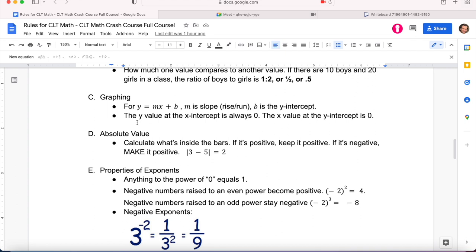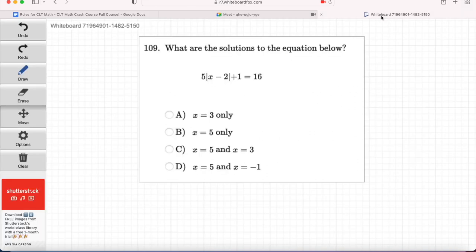And then I've got an example there. You see that there, right? The absolute value of 3 minus 5 is 2, okay? What's 3 minus 5, by the way? That would be negative 2. Negative 2, right? But then, because it's inside the absolute value bars, we've got to turn that positive. So the absolute value of negative 2 becomes positive 2. Does that make sense? Yes. Okay, good. So we've got to deal with that here in question number 109.